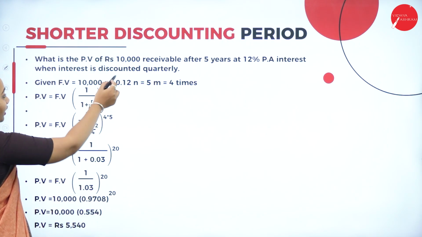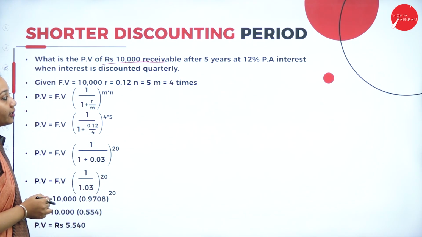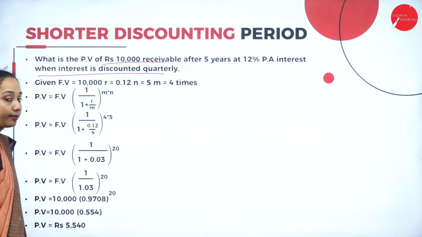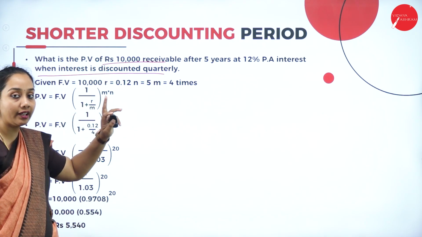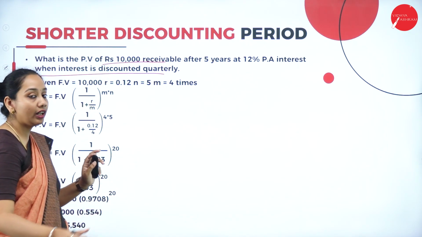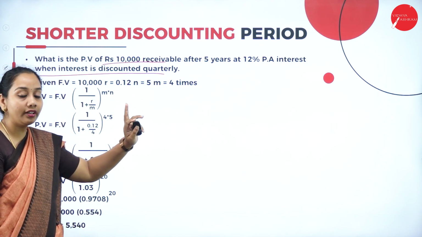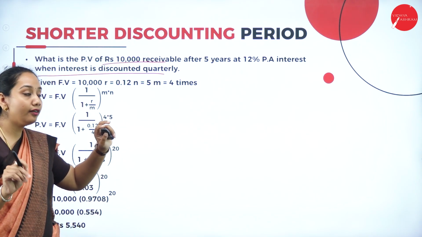So what is the present value of rupees 10,000 receivable after 5 years at 12% interest per annum when the interest is discounted quarterly? What is the present value if you are going to get the 10,000 rupees after 5 years at an interest of 12% per annum? The interest has been calculated quarterly. Quarterly in the sense 3 months once. So that means in a year we are going to calculate 4 times.